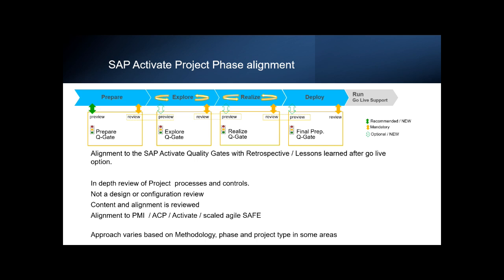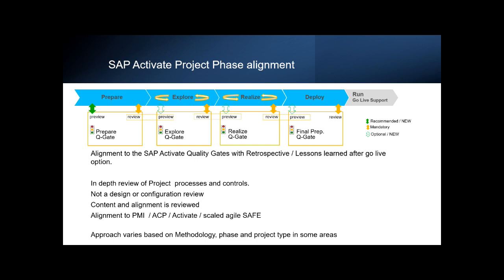The health checks are aligned to the SAP Activate quality gauge that you can see on the screen. However, these checks can be adjusted as needed based on different methodologies or your project situation. However, we assume these gates are the baseline. There's also an additional retrospective lessons learned after the go live, which is optional.